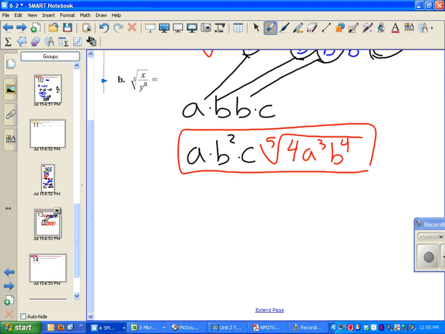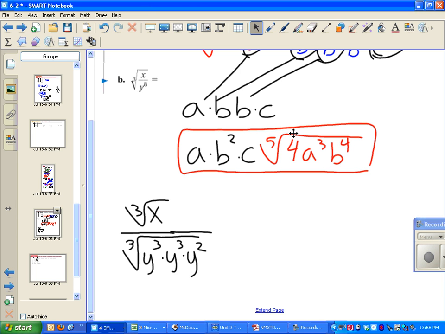For part B, it's a little more complicated. Remember, we don't like radicals in the denominator. So I'm going to split this up. Let's see, I have y cubed times y cubed times y squared. Right, so if I had another y, cube root of y, I could get rid of all the y's in the denominator. So I'm going to go ahead and do that.